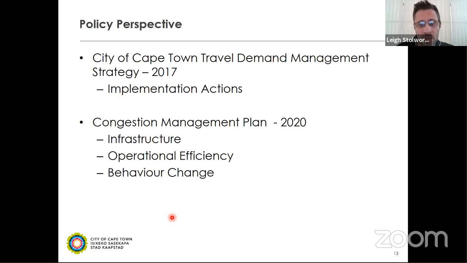We're developing a congestion management plan now, which is in its final draft stage at the moment, which looks at 3 key focus areas on congestion management. The first is infrastructure, which is not building more and more roads for more and more cars, but providing critical missing links in the network to unlock parts of the city. It also looks at operational inefficiencies. So how do we squeeze as much capacity out of the existing network that we have? As well as behavioral change. How do we use the things that are coming out of the travel demand management strategy in terms of behavioral change and leverage that into our congestion management plan?